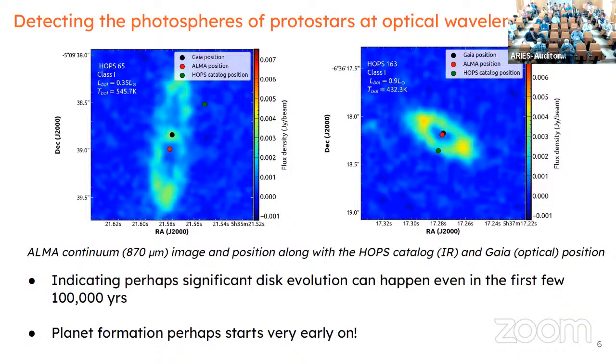This perhaps indicates either two things. Either planet formation starts very early on in the protostellar life, even very early in the stellar lifetime during the protostellar phase, or significant disk evolution at least happens during the protostellar lifetime.